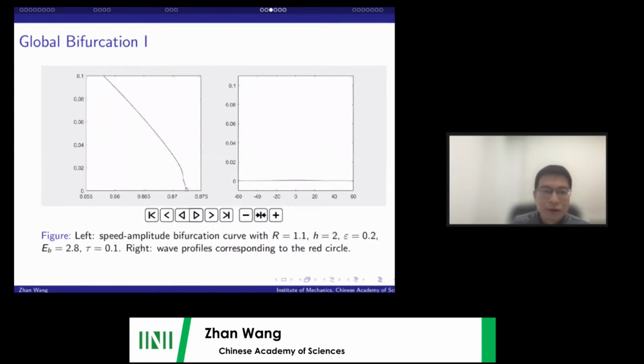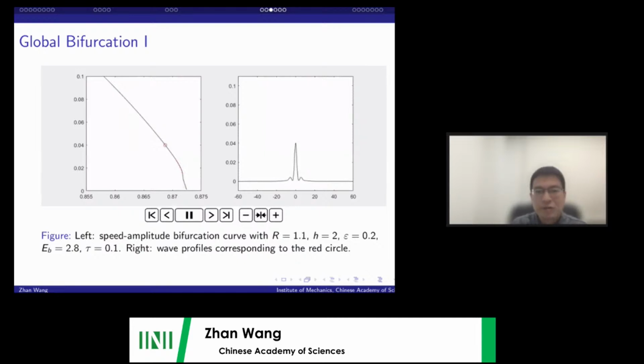Okay, so next, I will try to convince you that the electric field has a significant impact on the physical system being investigated and can change the qualitative nature of the interfacial solitary waves from various perspectives.